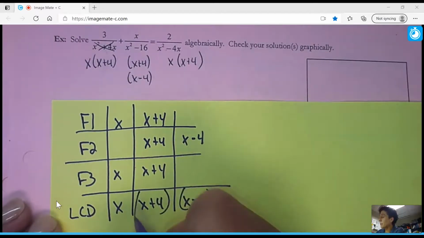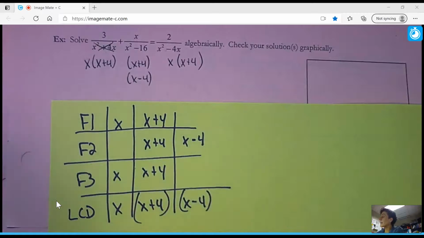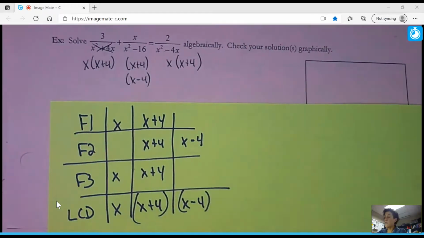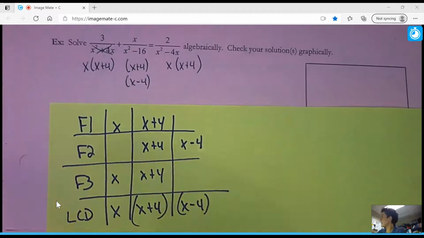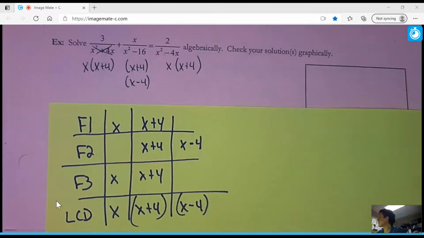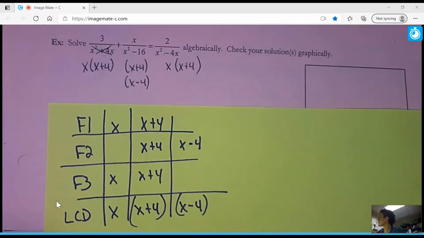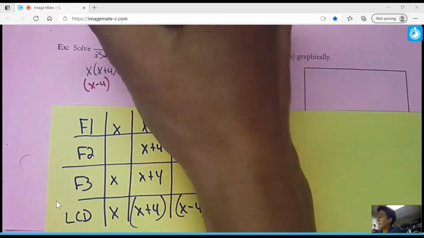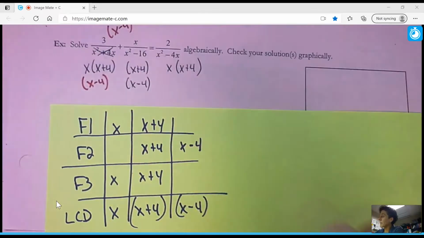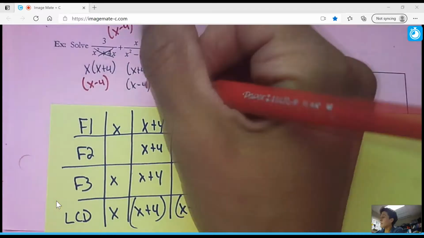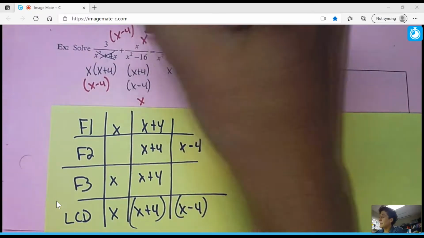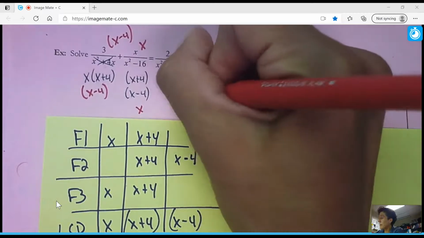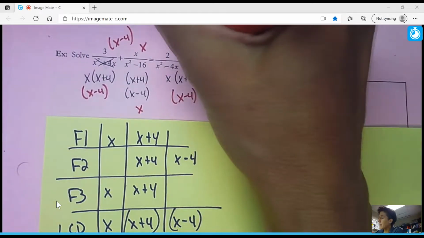And I'm going to wrap these in parentheses. So when I look at the first one, it's missing the x minus 4. So let's find a different color here. So I'll put an x minus 4 on the bottom, and whatever I do to the bottom, I do to the top. This one's missing the x, so whatever I put on the bottom, I put on the top. And this one's missing the x minus 4, so I'll put it on the bottom and the top.